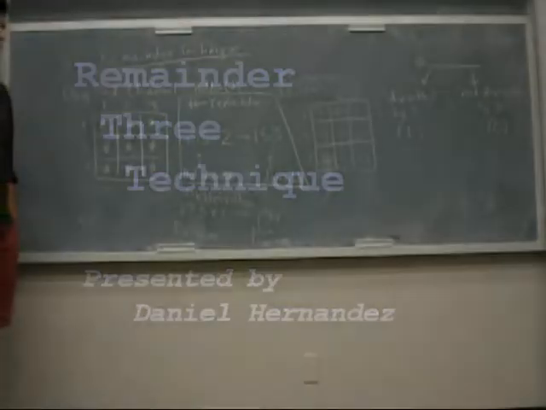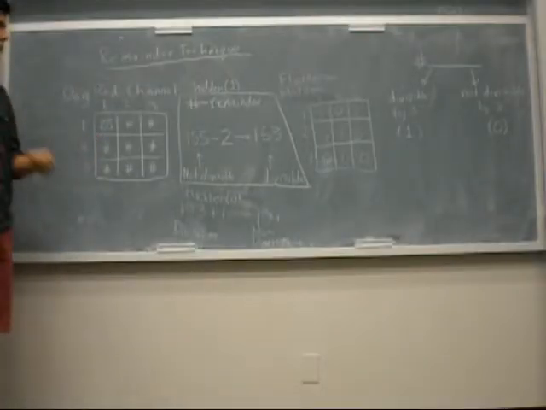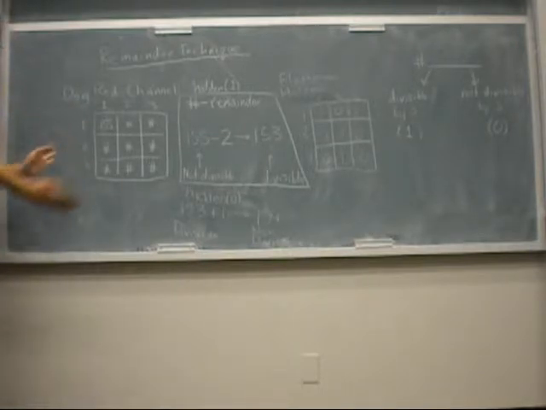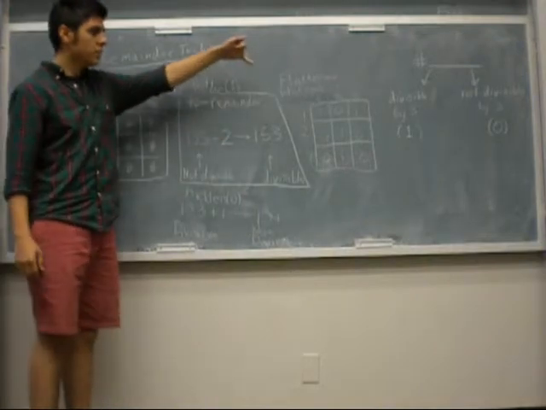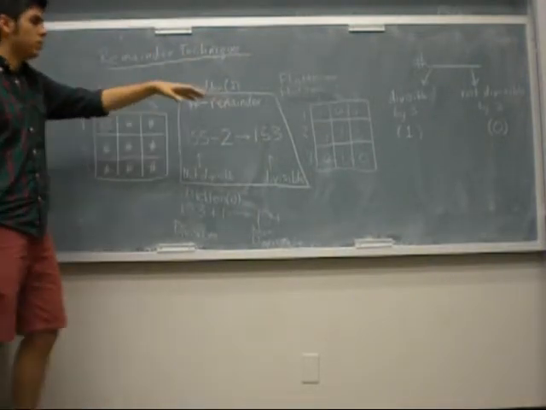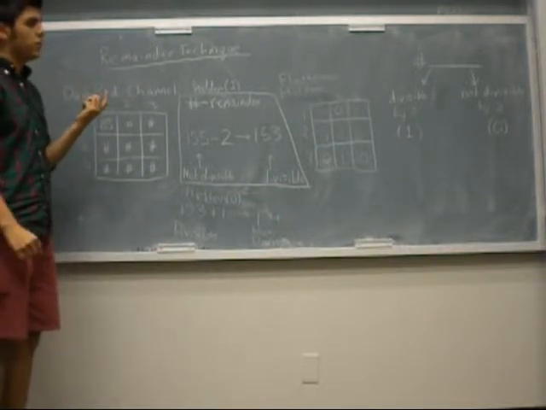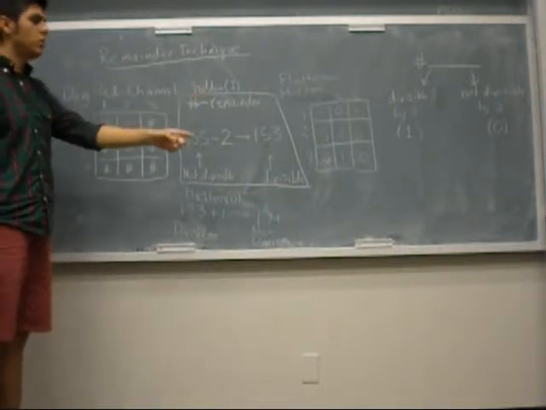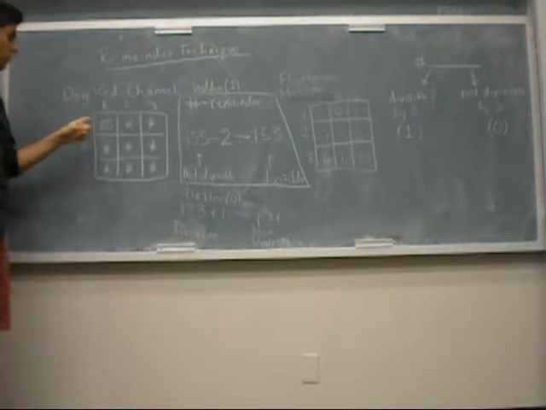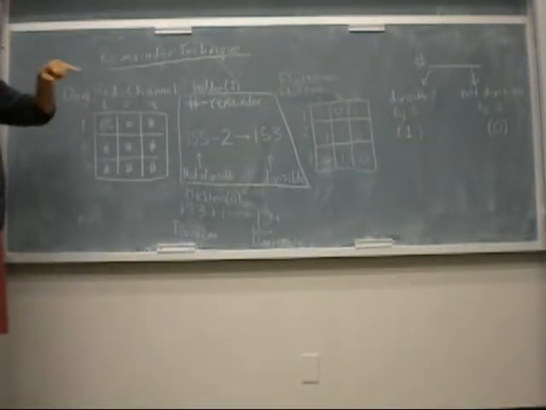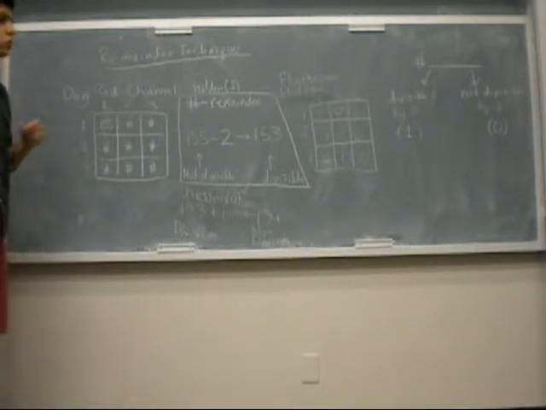This technique is called the remainder technique. We have the dog red channel, which is the red channel of the original dog image, and it spans values from 0 to 255. We also have the flattened hidden image, which only includes zeros and ones. In this technique, a 1 in the flattened hidden image means that the value in the dog red channel should be divisible by 3. If it's a 0 in the flattened hidden image, the value at that same index should not be divisible by 3.